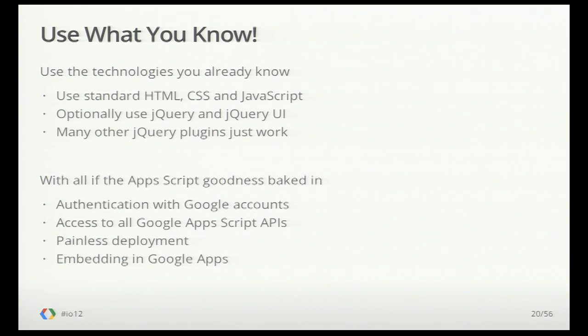And you still get everything that you know and love about AppScript. You get the authentication with Google accounts, so you can say it's only for these people, only for this domain. You get access to all the AppScript APIs. I used the Gmail app in that example. You get painless deployment. A click or two, and your web app is ready to go. And you get embedding in Google Apps. I didn't demo this yet, but anywhere you could show a UI app in the past, you can now show also an HTML service, which means you can have HTML with jQuery embedded in sites and embedded in spreadsheets. You can open up a dialog in spreadsheets with a full-blown web app that you wrote that is living inside a spreadsheet.